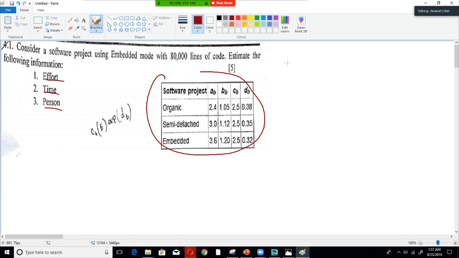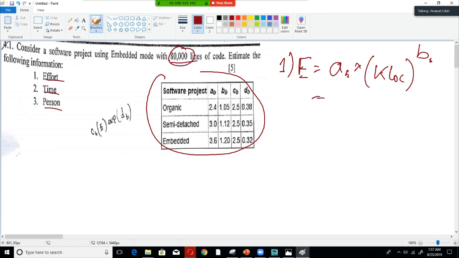So the formula of basic COCOMO to find the effort is a_b into KLOC, the kilo lines of code, to the power b_b. Here we are given LOC equals 80,000. So KLOC will be 80,000 divided by 1000, that will be 80.